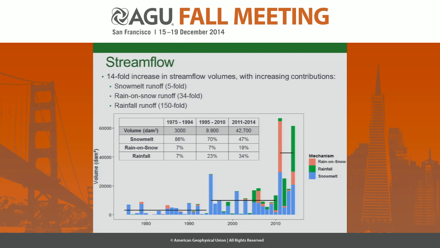Rain on snow runoff has taken a substantial increase up to 19%. And rainfall runoff has increased from 7% up to 34%. So there's a shift going on here in the streamflow, because rain on snow and rainfall runoff portion of streamflow combined is now accounting for over 50% of the annual streamflow volumes, and that's drastically different than the 15% that the streamflow historically had.